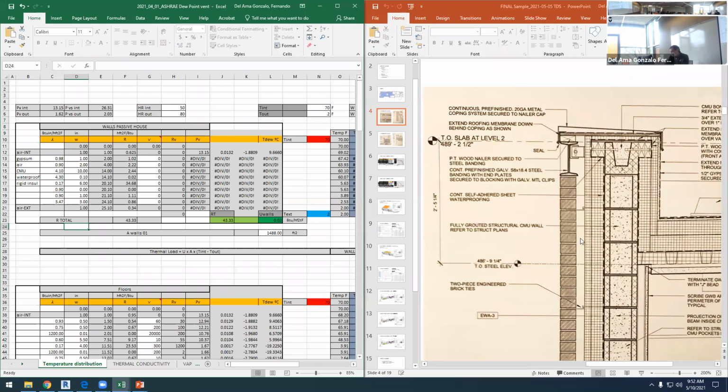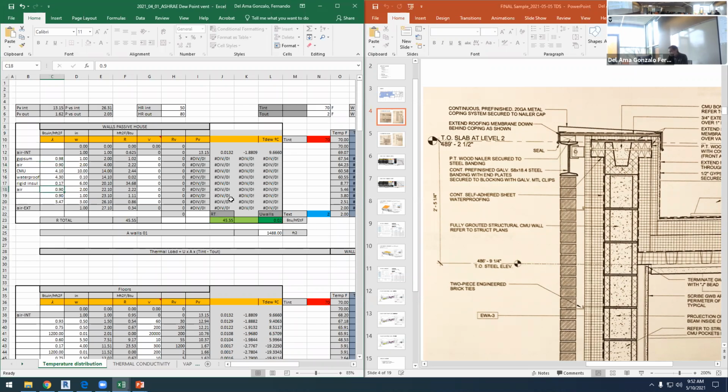Then there's another air chamber here. So if this was 2 inches, this can be 2 inches as well. Another air. The width is 2 inches. And the thermal conductivity is 0.9, it's the same as this one.